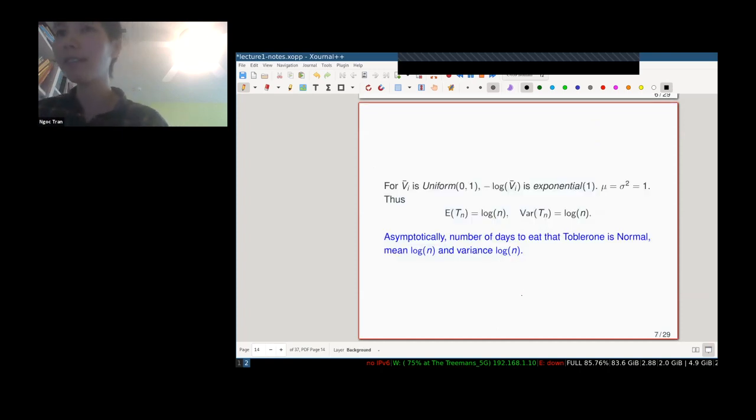Okay, so now we're done. We just plug in the formulas from classical renewal theory. For us, we have a product of IID uniforms, so the log of that is an exponential 1. In that case, the mean and the variance are both 1. So the expected value of T_n is log n, and the variance of T_n is also log n. So asymptotically, the number of days to eat that Toblerone is normally distributed with mean log n and variance log n. This holds for large n.